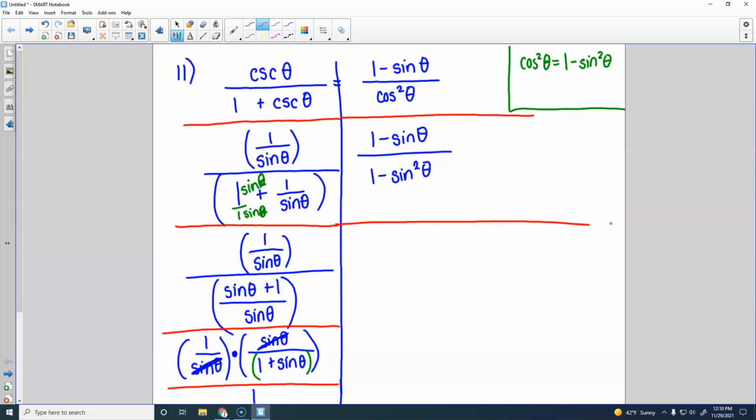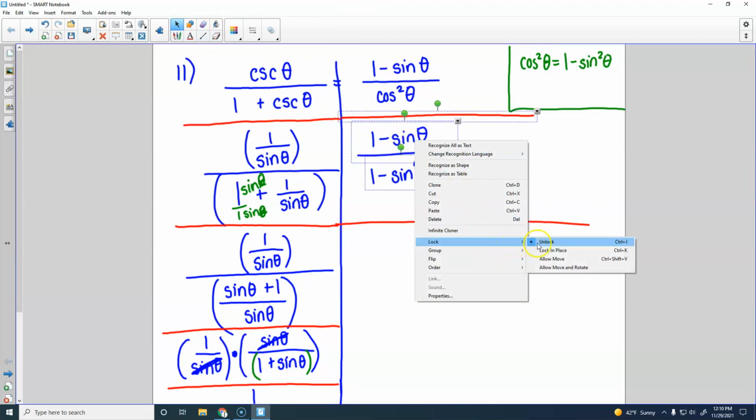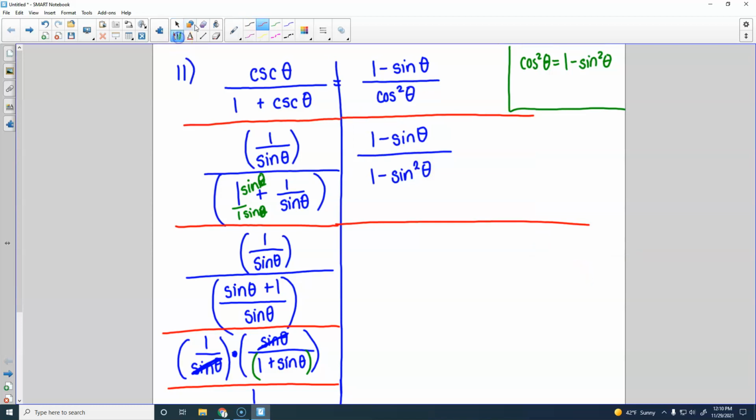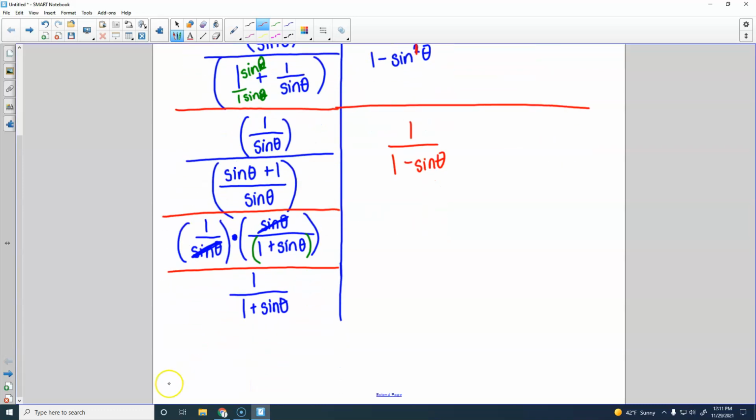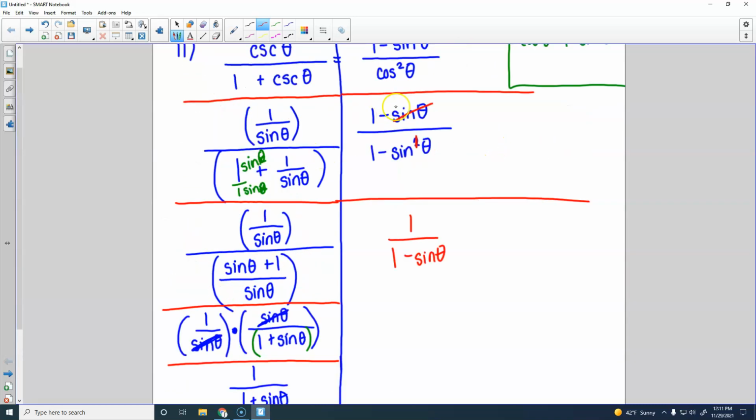Now, I really want to, and it seems like I should, lock this in place. I really want to take this sine, cancel it out, make that just 1 sine. And that would give me 1 over 1 minus sine theta. Does that match the other side? It wouldn't be a negative 1 because that minus is after. This is completely wrong, so you don't want to do it this way anyway. But it's close to matching, but it doesn't match, and we can't do this.